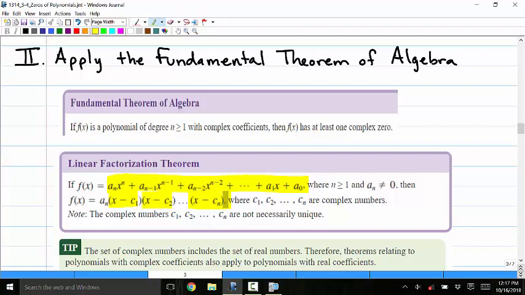Know that those linear factors might not necessarily be unique because you have multiplicities greater than 1.